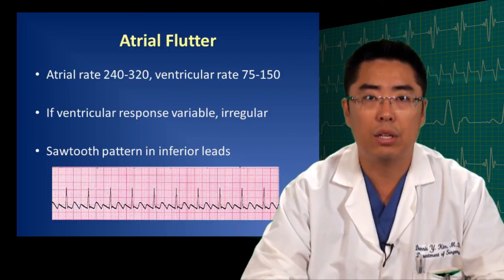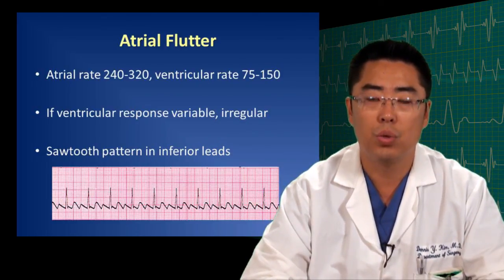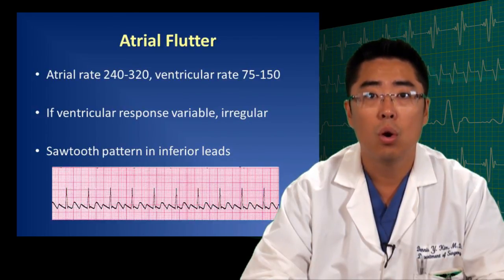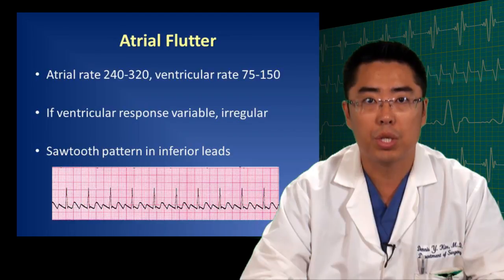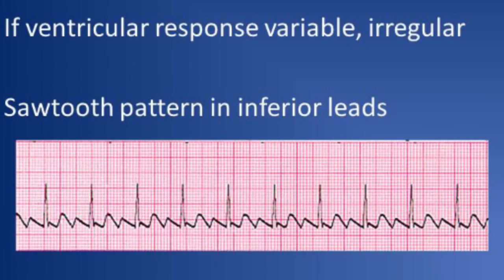The atrial rate in atrial flutter usually varies between 240 to 320, and the ventricular rate may vary anywhere between 75 to 150 or higher, depending on the rate of conduction. If the ventricular response is variable, then atrial flutter tends to demonstrate an irregular rate.